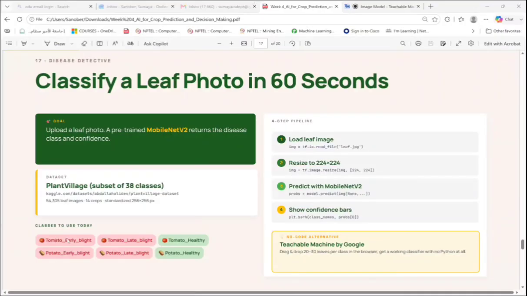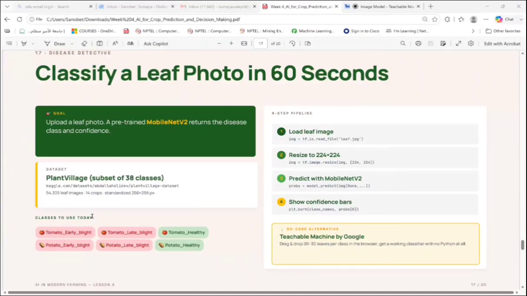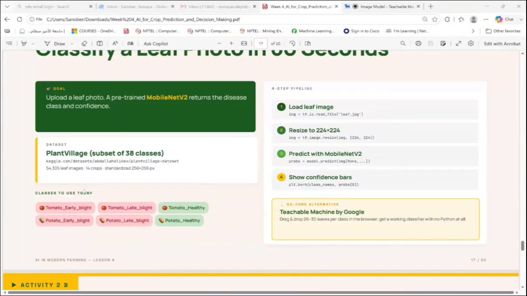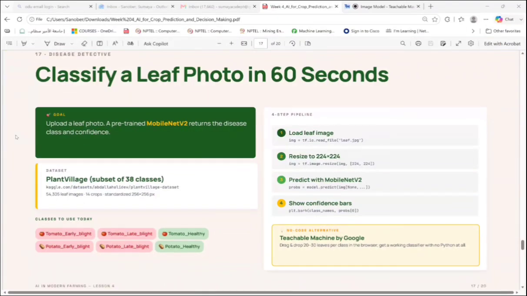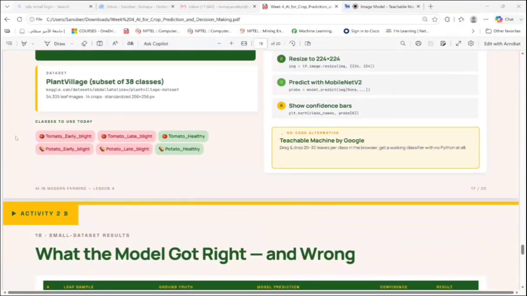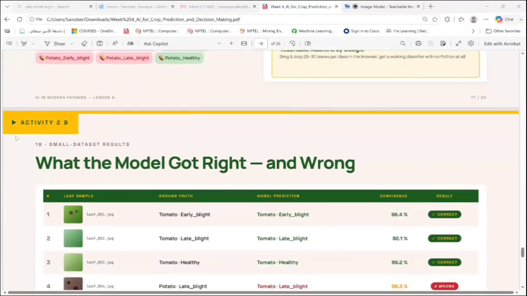If you see, it has classes to use today. That is going to be tomato early blight, tomato late blight, tomato healthy, potato late blight, and potato early blight. These were the images that were trained. Right? This is a no-code alternative that is called Teachable Machine. I have given it over here, you can check in the slide, and you can train anything by classifying, like the demonstration that I have showed you.